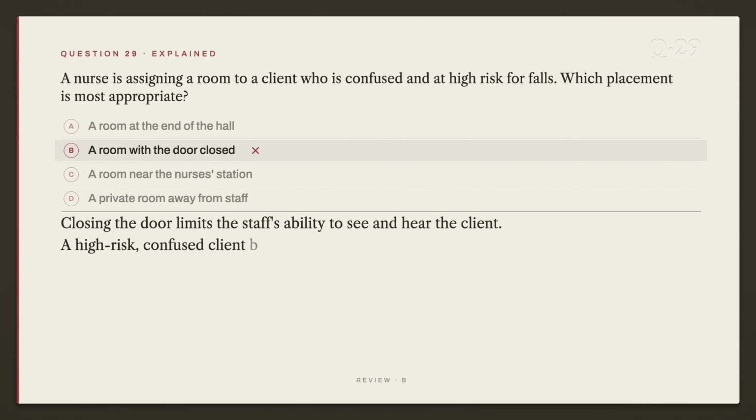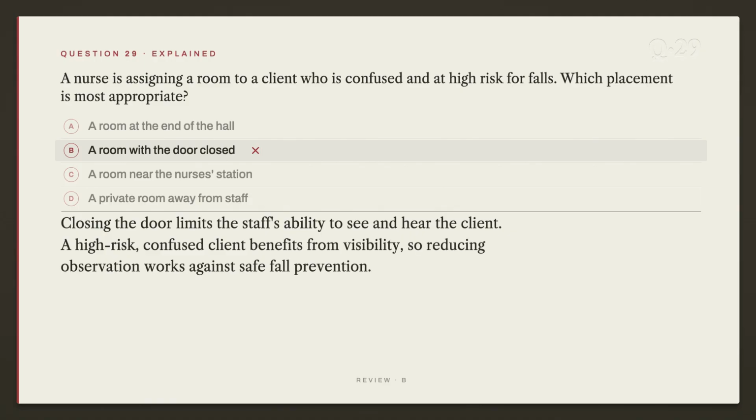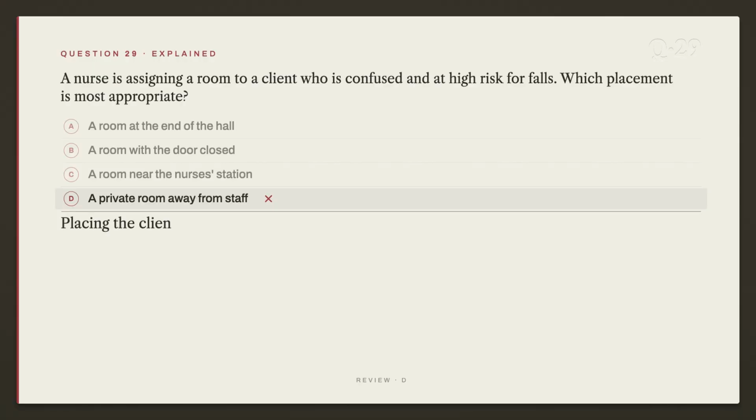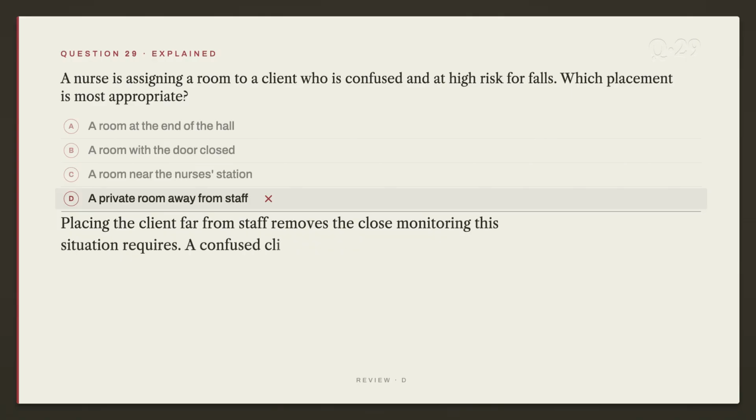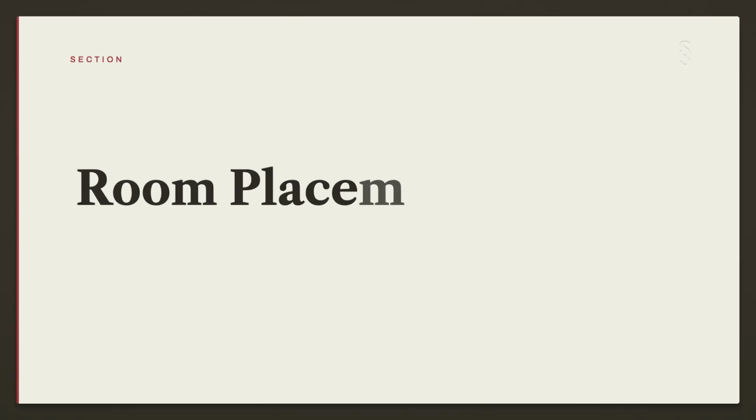A high-risk, confused client benefits from visibility, so reducing observation works against safe fall prevention. D is wrong because placing the client far from staff removes the close monitoring the situation requires. A confused client at high risk needs more observation, not the isolation of a distant room.